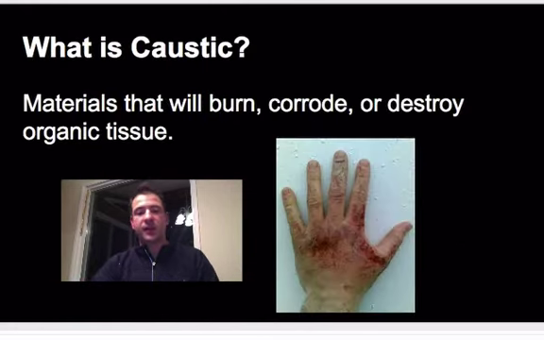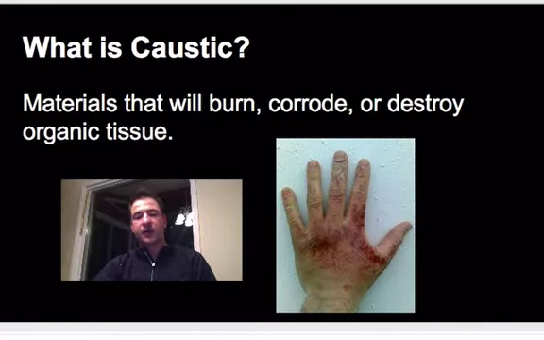Caustic materials are materials that burn, corrode, or destroy organic tissue. Take a look at the hand on the screen. You can see there was definitely a chemical burn of some sort. So what we do is we want to make sure we understand safe handling of chemicals and substances in the science lab or at home. And in the science lab, what we have is called MSDS sheets.